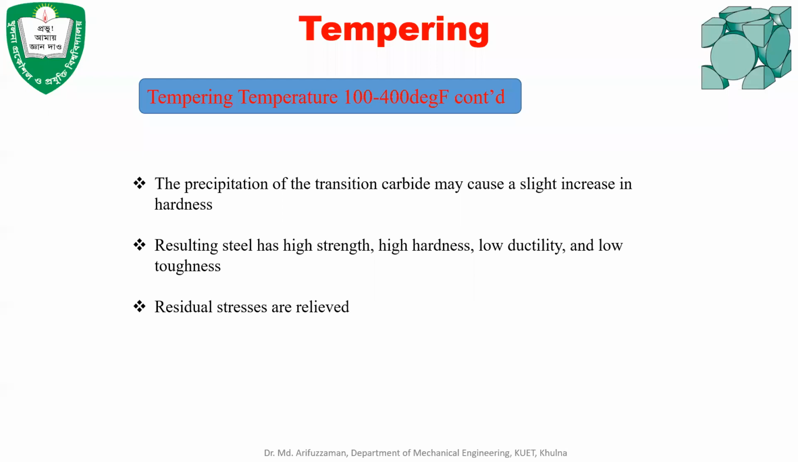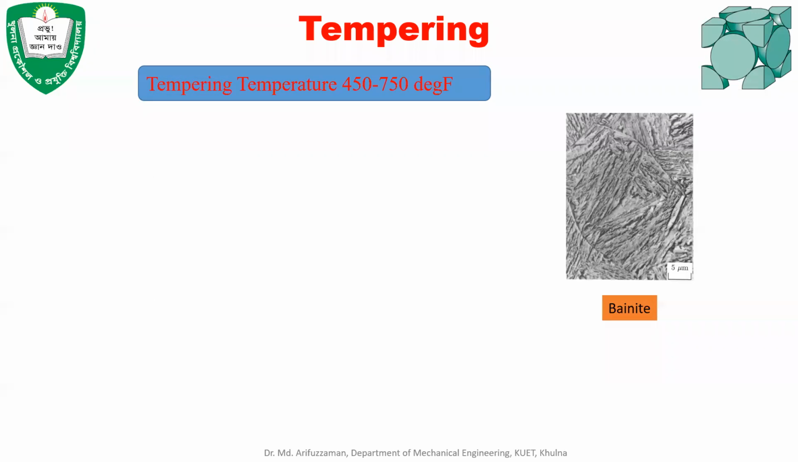And the precipitation of the transition carbide may cause a slight increase in hardness because some carbon comes out of the structure and forms iron carbide, that is called the transition carbide. Because of that carbide formation, hardness slightly increases, and the resulting steel has high strength, high hardness, but low ductility and low toughness. Okay, and residual stresses are relieved.